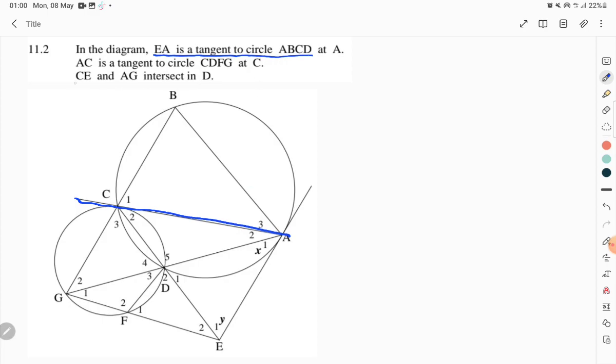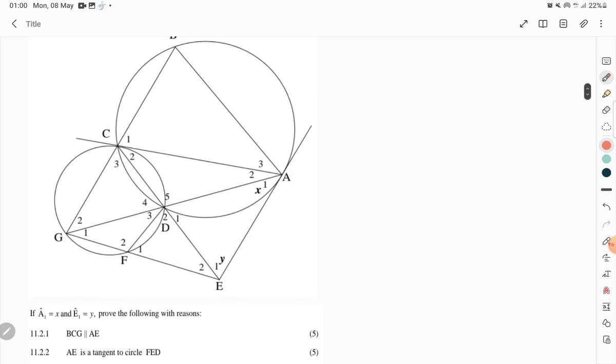Now we also have CE and AG, which intersect at D. So we just have this information now to work on. So what is the question now?